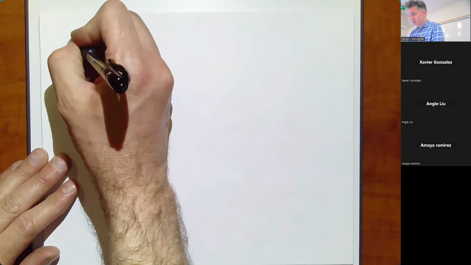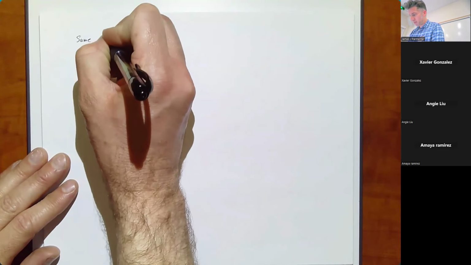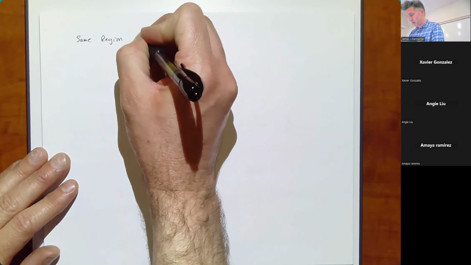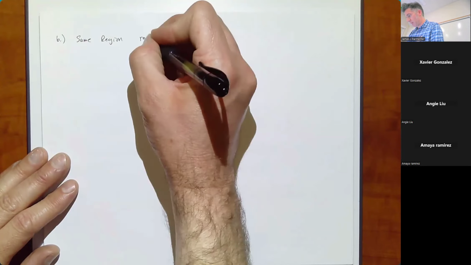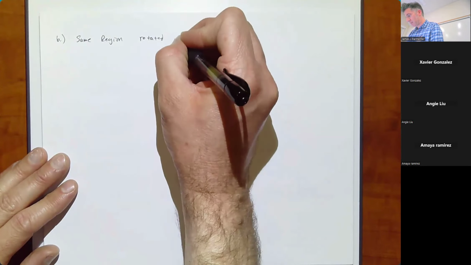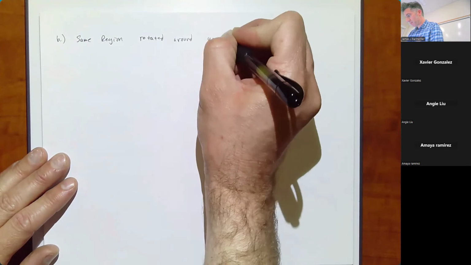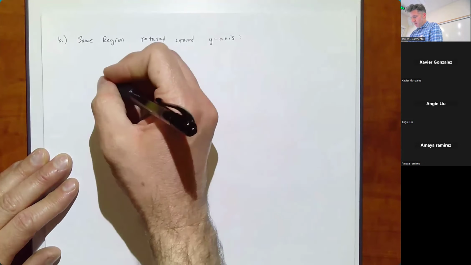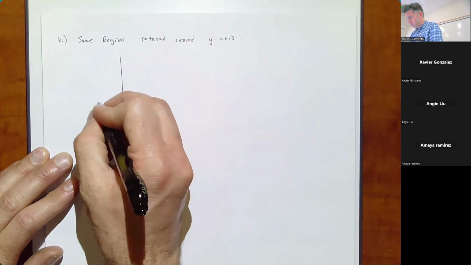Again, I guess I'll draw it again. So same region, this is part B, rotated around the y-axis. Draw it again.